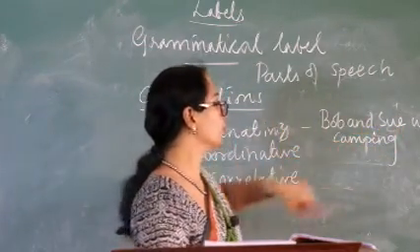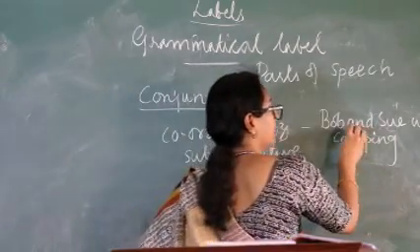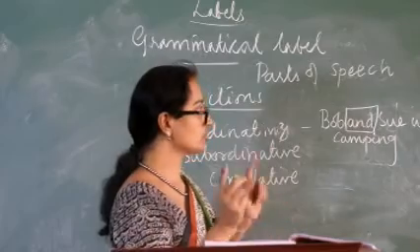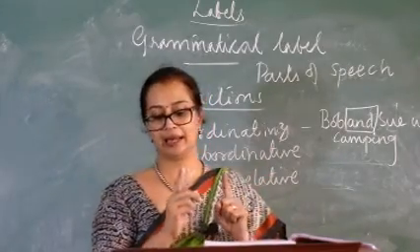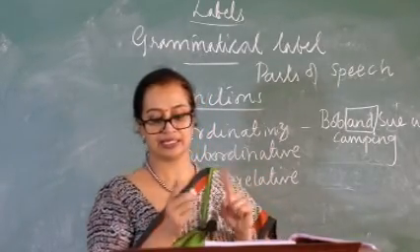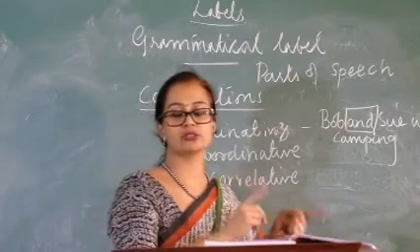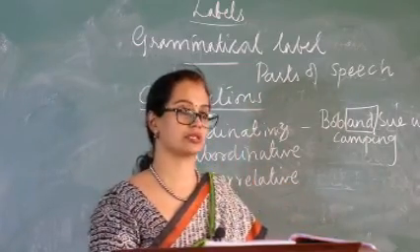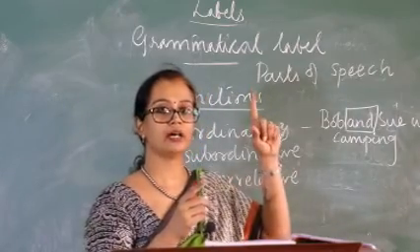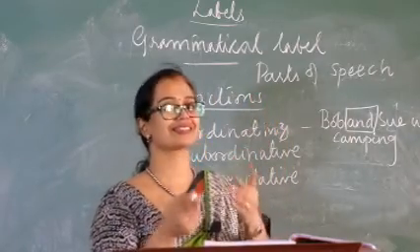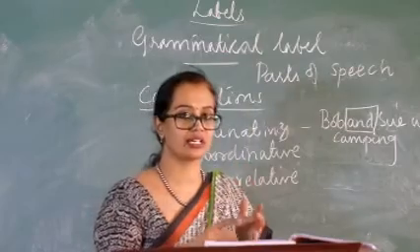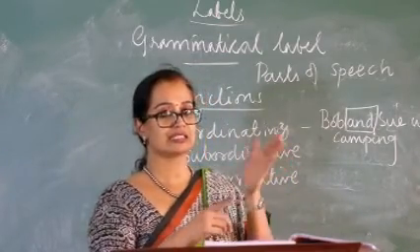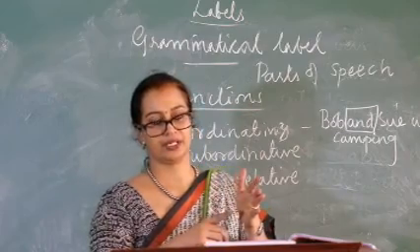Bob and Sue went camping. Now look at the small word here, and. Bob and Sue went camping. Alright, the squirrel ran up a tree, but I still got a picture of it. So that's a coordinating conjunction. Right? Now next is subordinating conjunction.